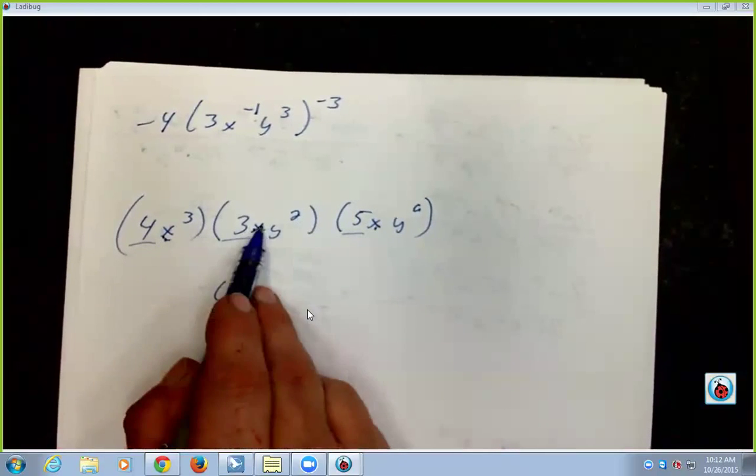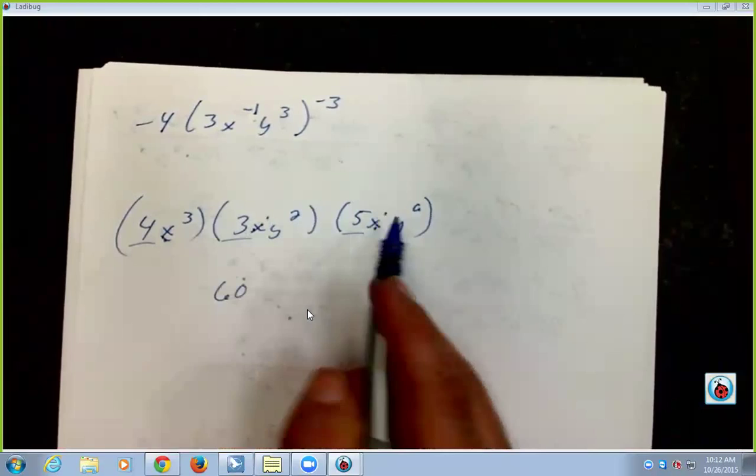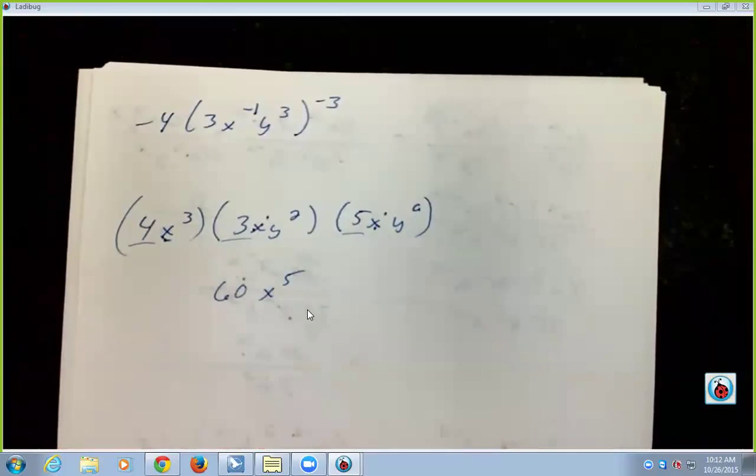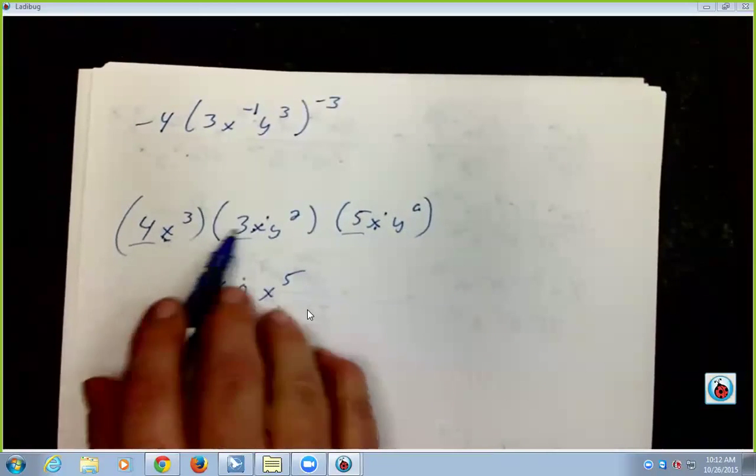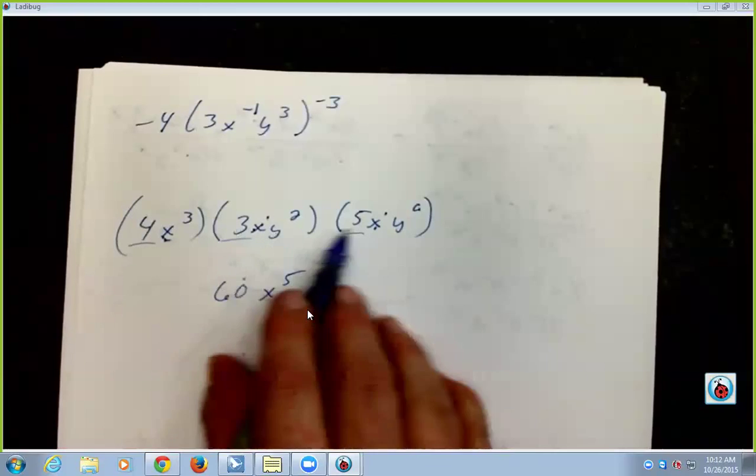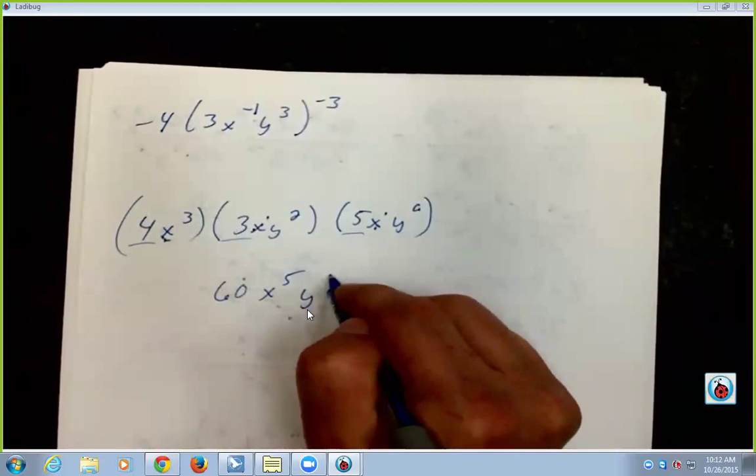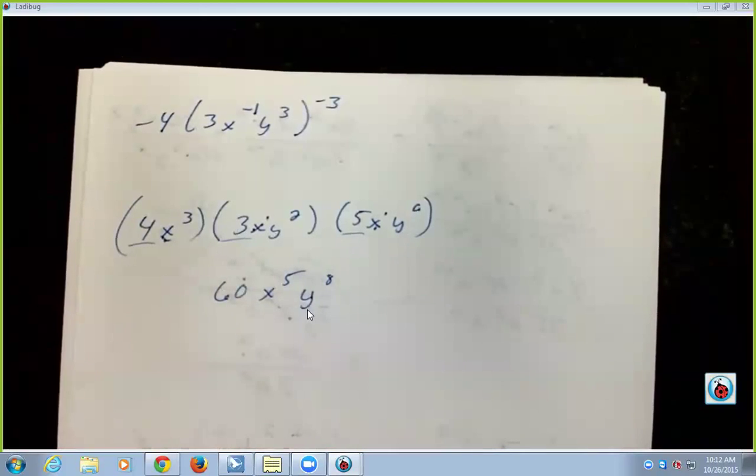So 3 plus the 1 is x to the fifth. Then finally, no y's here, but a y squared and a y to the sixth gives me y to the eighth.